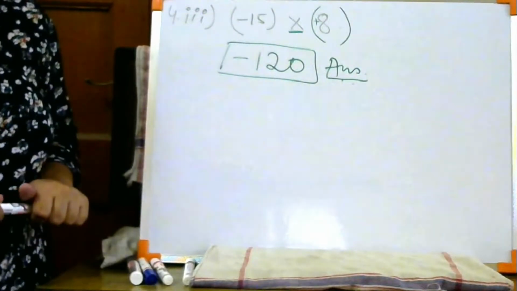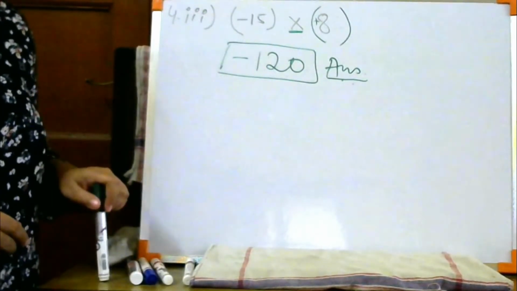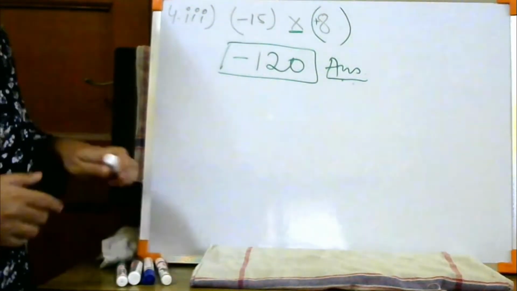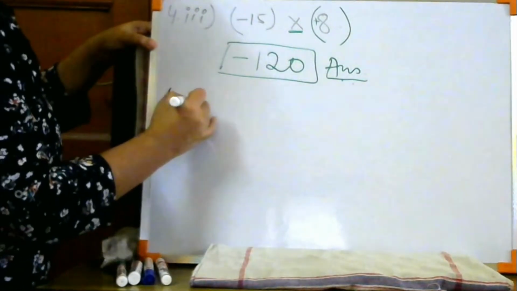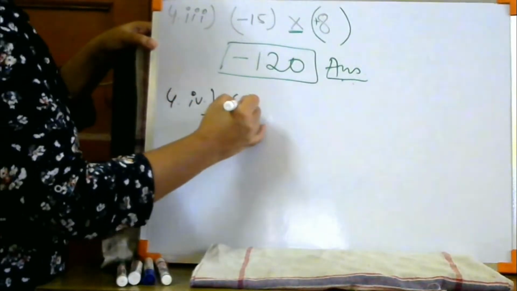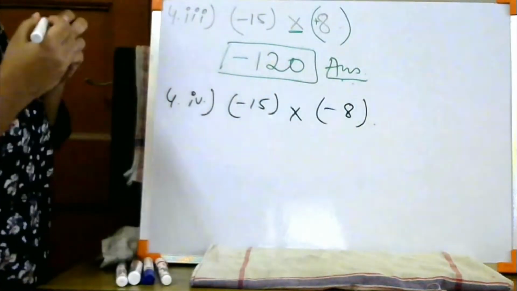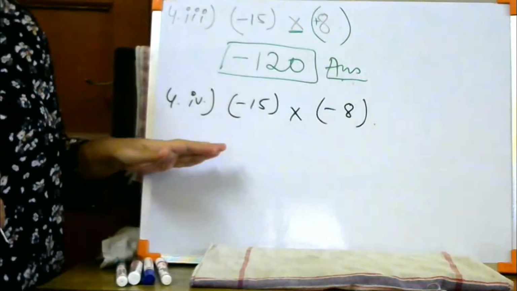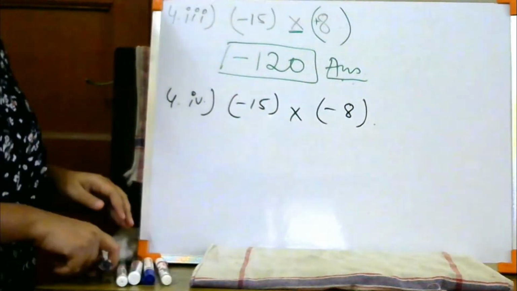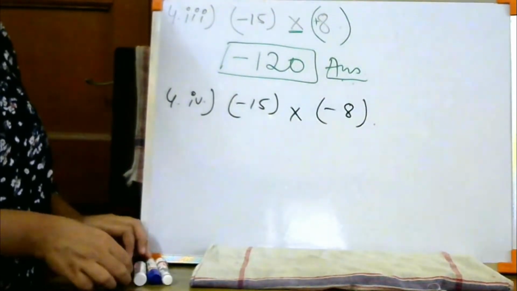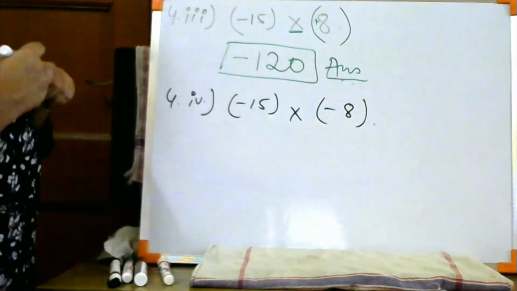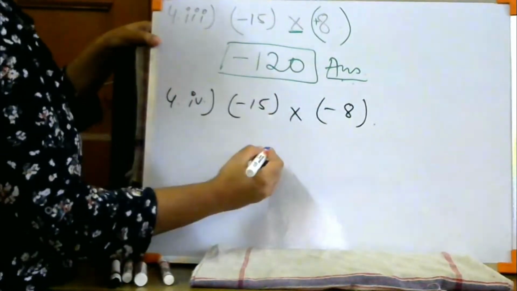That is 4 part 4. Copy down that sum. 4 part 4 is minus 15 into minus 8. If I'm not wrong, look at that sum. It is written over there. Minus 15 into minus 8. Again, we are going to solve the numbers first. 15 and 8. 15 into 8 is over here again 120.